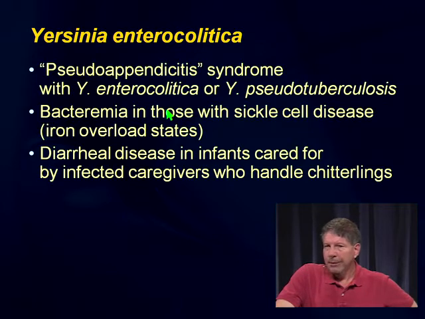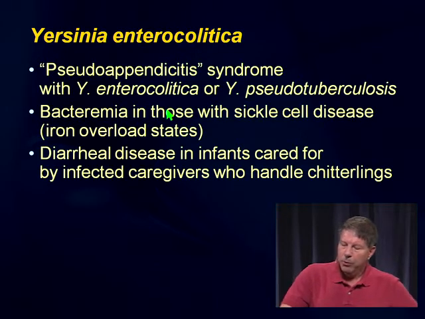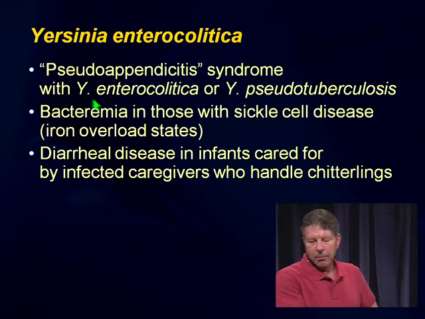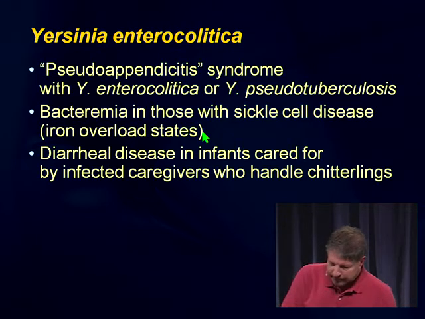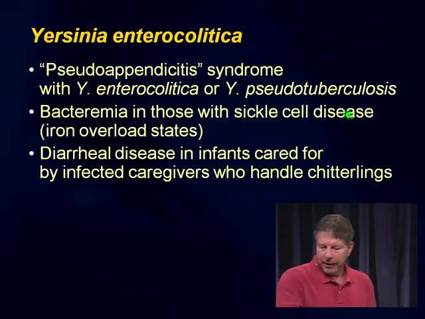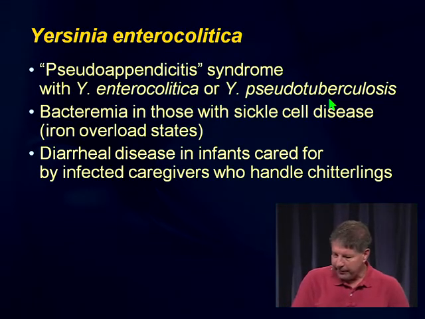Or they talk about some kid who is old enough that it looks like they have appendicitis, and it turns out it's due to this bacteria. The other group you worry about is sickle cell patients. They can get bacteremia with this, for some reason, if they're in iron overload states. So people with sickle cell who've got lots of transfusion, they've got iron overload, they're at higher risk for developing bacteremia with this bacteria. Again, they like to put this on because of the funny names.